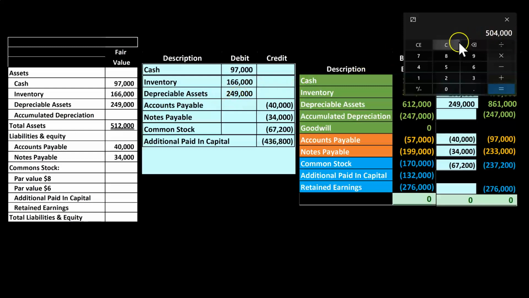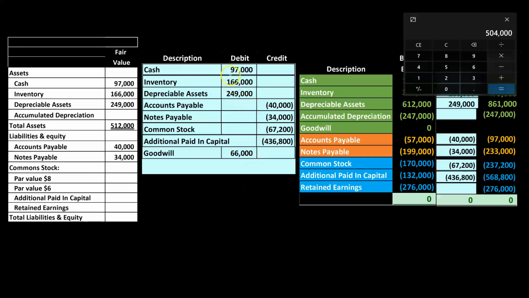So in other words, just the 504, or in other words, if we took the 67,200 plus the 436,800, there's the 504. So now we got what we purchased, net assets, assets minus liabilities, and then the 504 is what we gave, right? That's like the cash equivalent to us paying cash, right? We gave something worth $504,000. So then the plug then is going to be goodwill. So goodwill is the difference between what we got. So that's the debit we need in order to make this in balance.